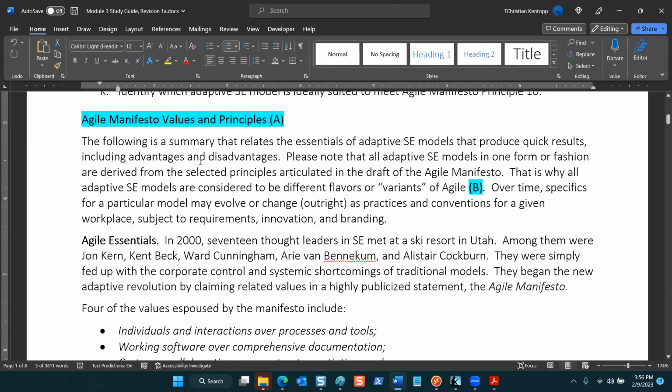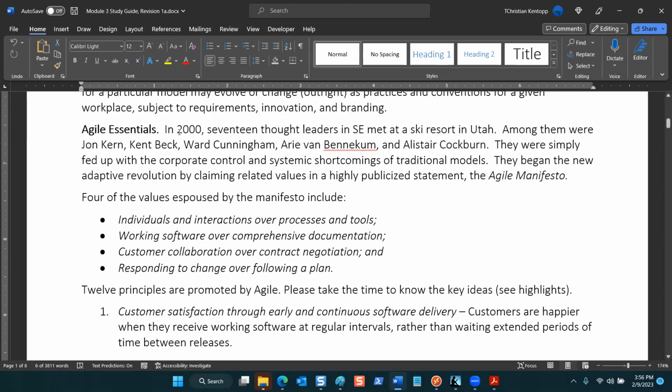So this is basically just a summary, and that's why all of the adaptive SE models are considered to be a flavor or variant of Agile. So when you look at these values and the related principles, you see some aspect of those in each of the rapid application development models. So it's not just Agile, it's also Scrum, Extreme Programming, James Martin RAD, and so on.